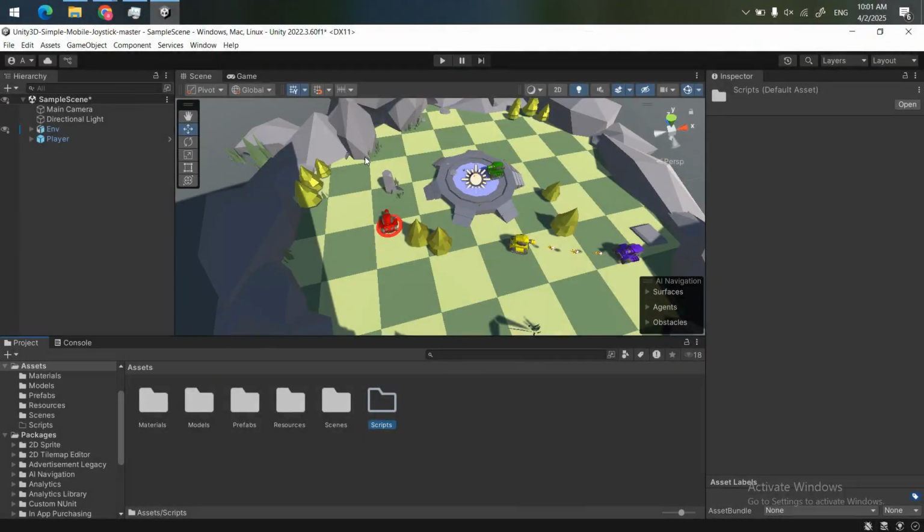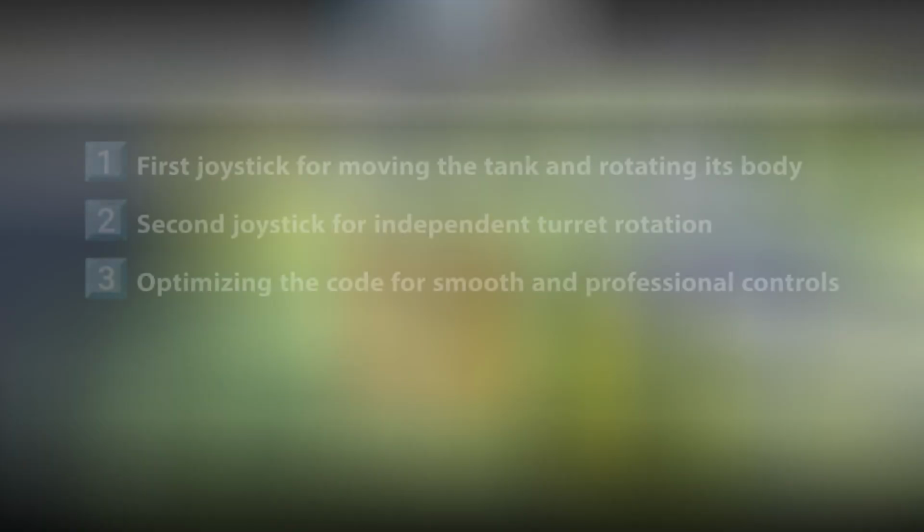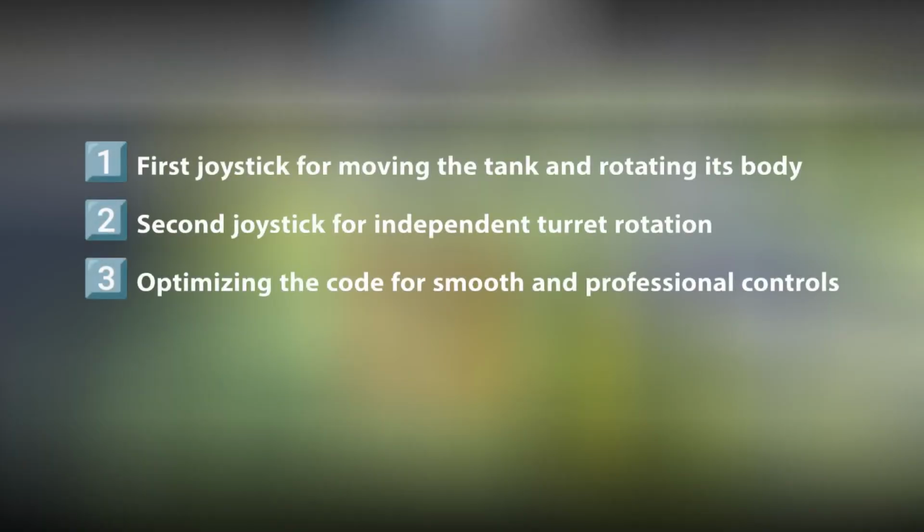Hey everyone, welcome to another Unity tutorial. In this video we're going to build a mobile joystick control system for a 3D tank. Here's what we'll cover. 1. First joystick for moving the tank and rotating its body. 2. Second joystick for independent turret rotation. 3. Optimizing the code for smooth and professional controls.